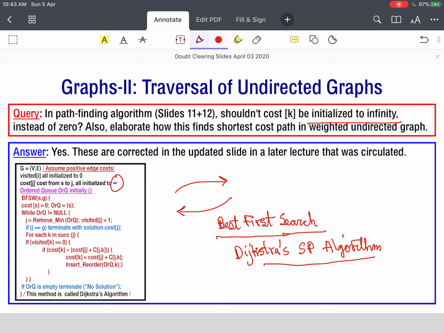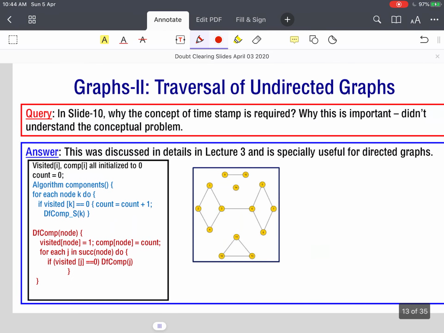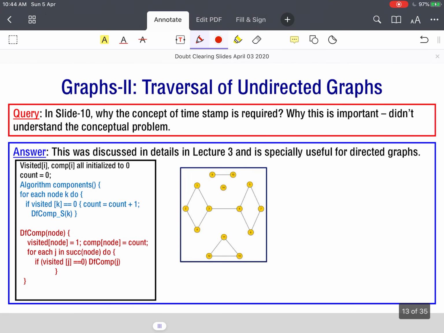shortest path algorithm. And then we have done several other algorithms which take into account negative weights, negative cycles, and all that. Those were done in subsequent lectures 5 and 6, and I think you should have a look at those lectures and you will get the answer.